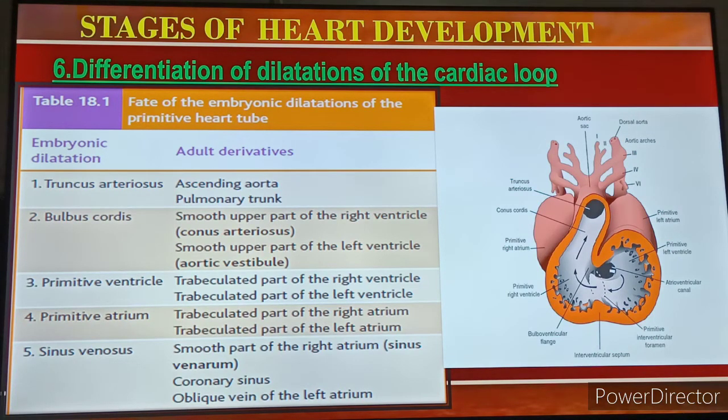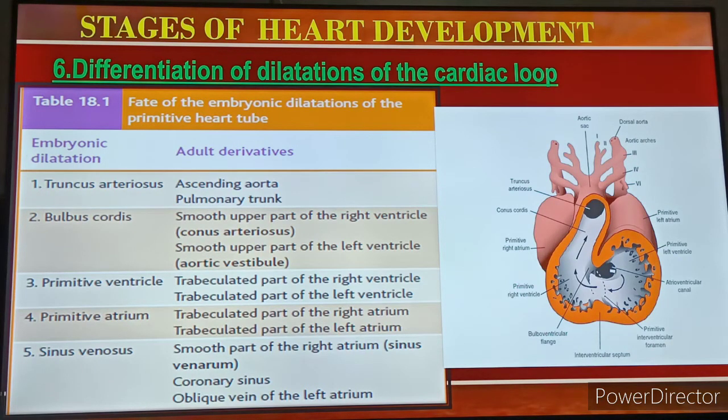The second dilatation that we need to differentiate and give us structures in adult derivatives is the bulbus cordis, going from cranial to caudal. The bulbus cordis gives the smooth upper part of the right ventricle, that's the outflow part, you can say, the conus arteriosus. The outflow part of the right ventricle is coming from the bulbus cordis. We have the other smooth part of the left ventricle, or the aortic vestibule. It is also coming from the bulbus cordis.